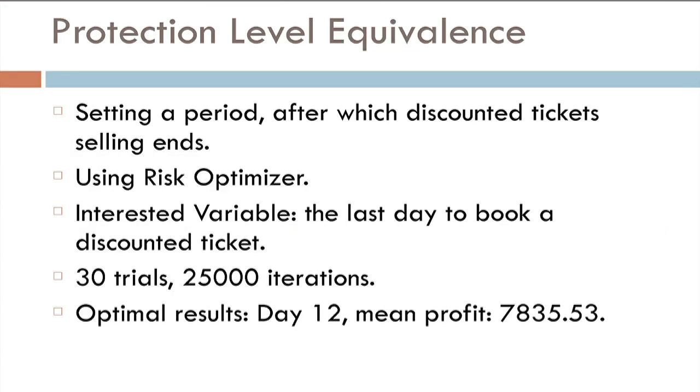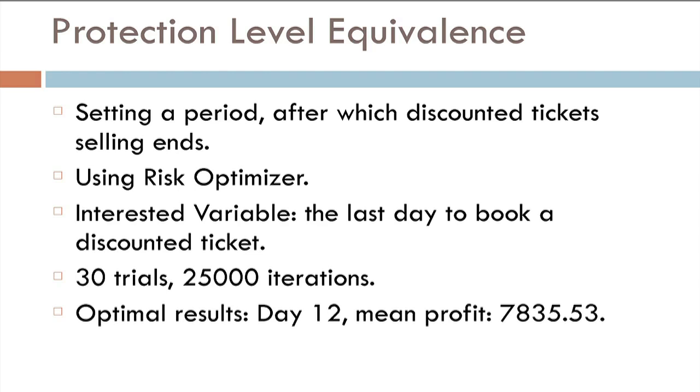The simulation is run this time for 30 trials and 25,000 iterations. And the optimal result we get from this approach is day 12. It has a mean profit of around 7,835, which is very close to the two previous approaches.